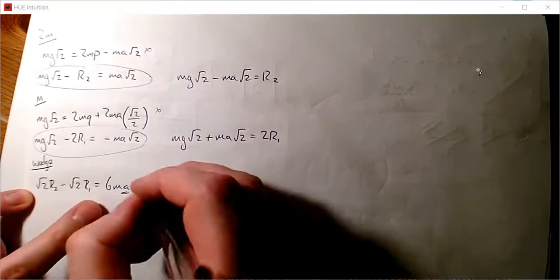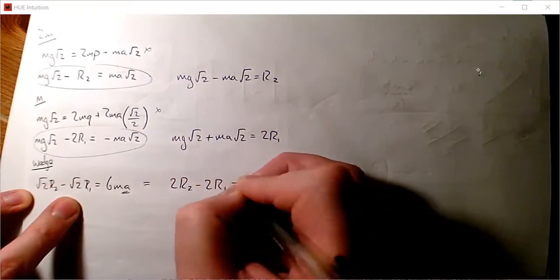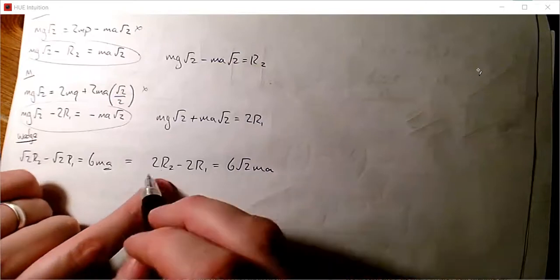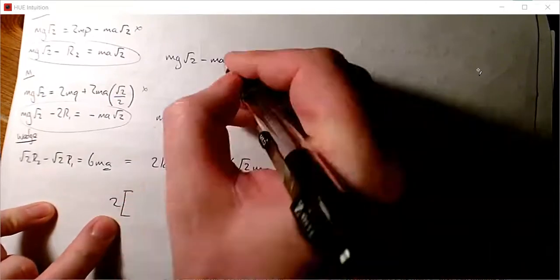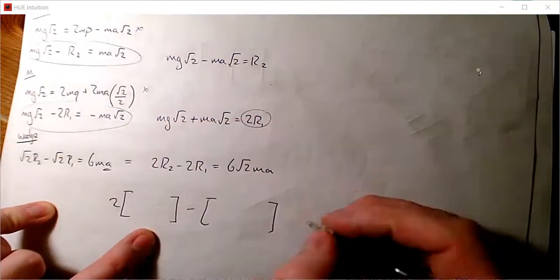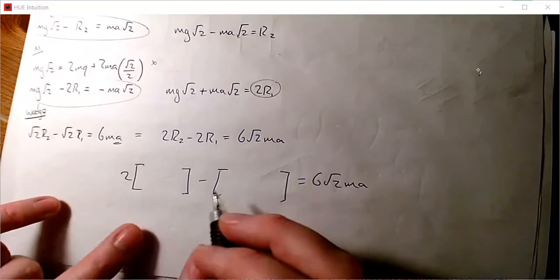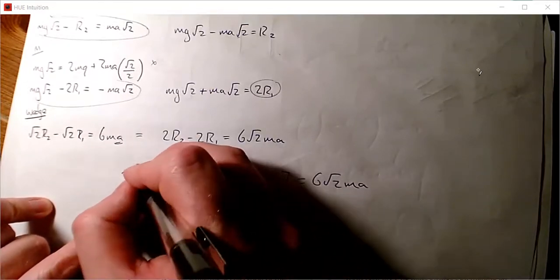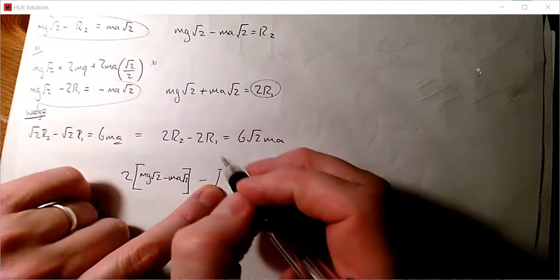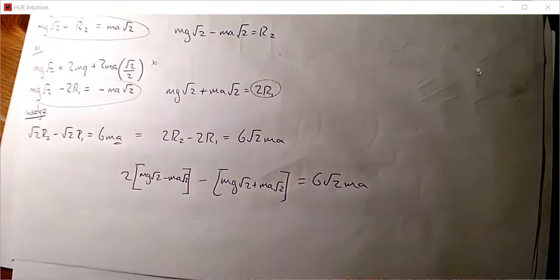I'm actually not going to, because what I'm going to do here is multiply this by root 2. So I get 2R2 minus 2R1 equals 6 root 2 ma. Okay, because now I can substitute these in here. 2R2 becomes 2 times this, minus 2R1 is what we have here, equals 6 root 2 ma. Okay, so 2 times R2 is 2 times mg root 2 minus ma root 2, minus R1, 2 times R1 is mg root 2 plus ma root 2, equals 6 root 2 ma.